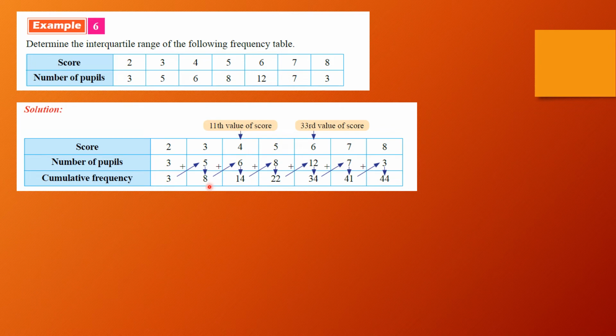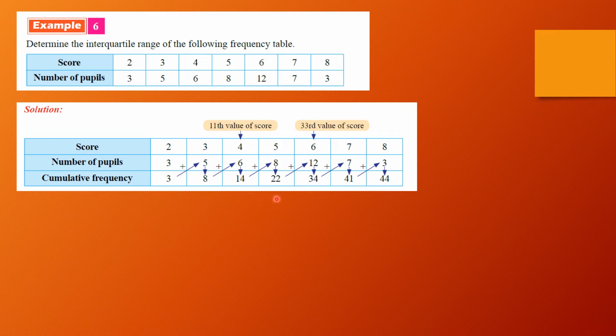Because until score 3 only until 8. So after 8 is 11. And score 4 you got until 14. So the 11th pupil lies on score 4.